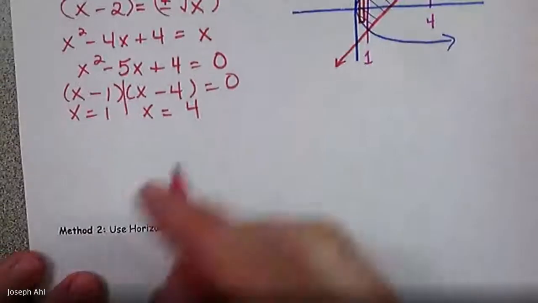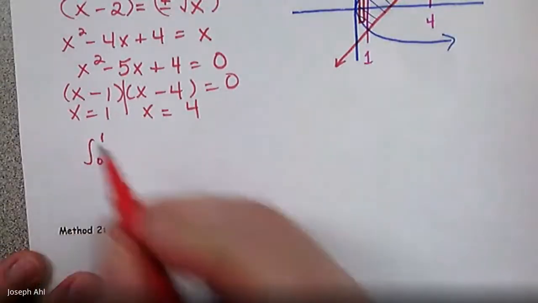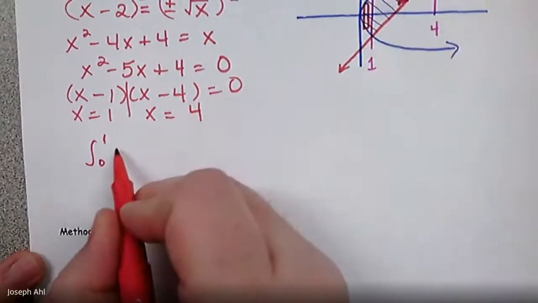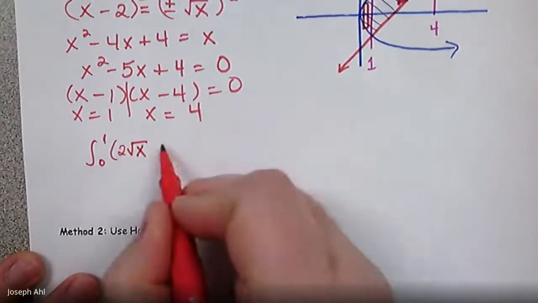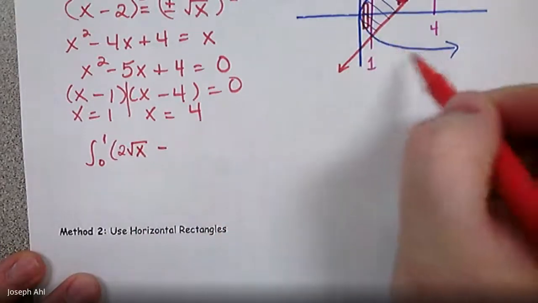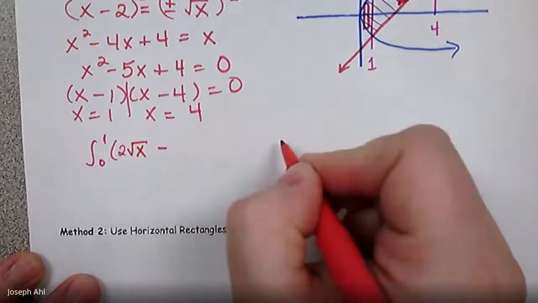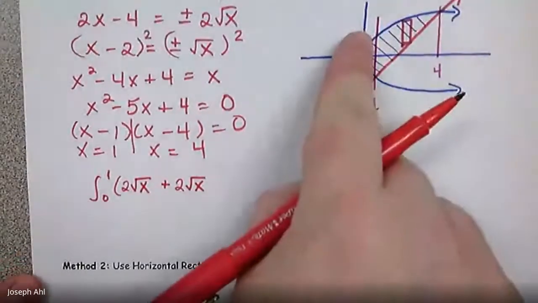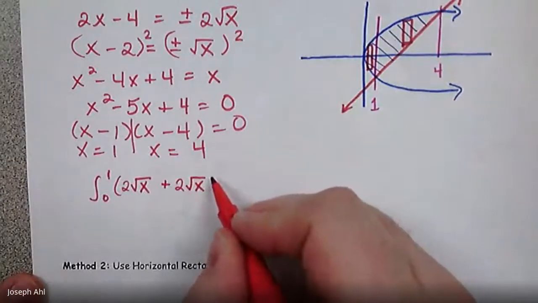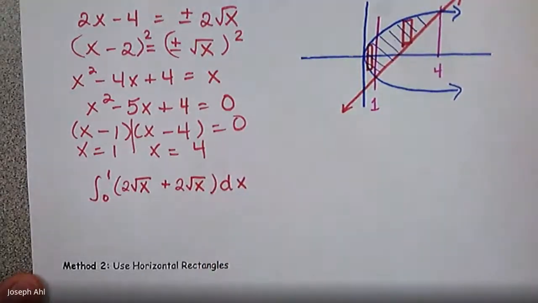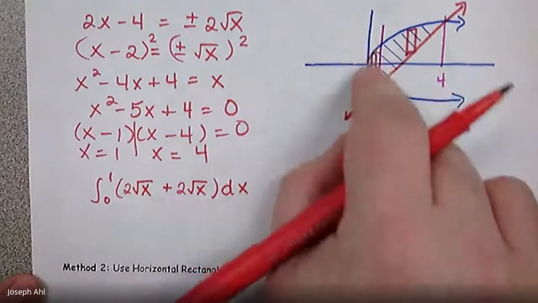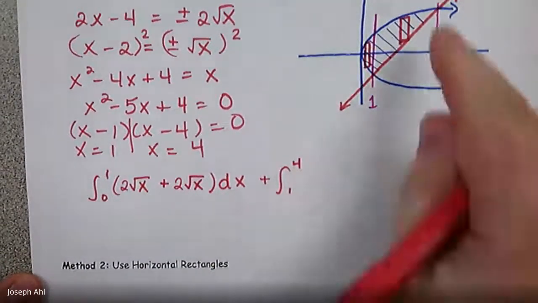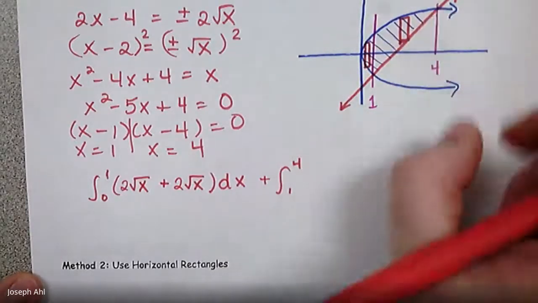To evaluate the integral, you're going to set up the following. You're going to go from 0 to 1, first and foremost, of the top blue radical function, which is 2 radical x, minus the bottom function, which is negative 2 radical x. That would actually turn into a plus 2 radical x there, when I subtract negative 2 radical x, dx. So that's the first part of this area in this region. And then from 1 to 4, on that interval, you can take the top radical function and subtract the linear.